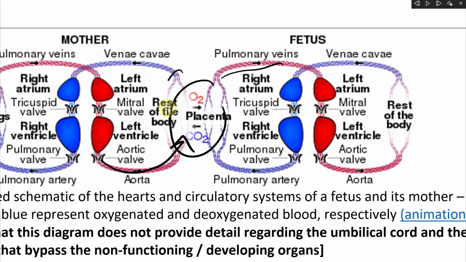umbilical cord, the umbilical vein that connects straight into the vena cava, and then goes into the atrium. The right atrium, and this pulmonary vein goes to the left atrium, etc. So you have a bunch of shunts there. So you would go into this one, and then you have the shunt going into the left atrium.